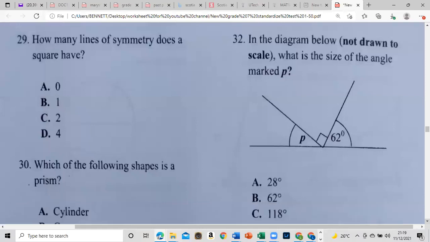It says, how many lines of symmetry does a square have? Alright, so this is a square. So this should be 1, definitely. This makes 2. Would this make 3? Yes, and this makes 4. Our answer is 4. As if I use this and fold over, until I get the exact and vice versa. So that's 4.